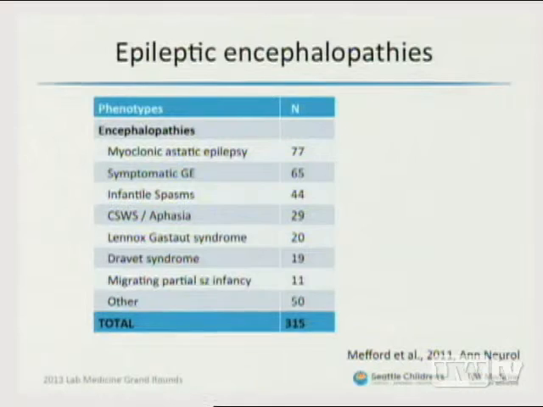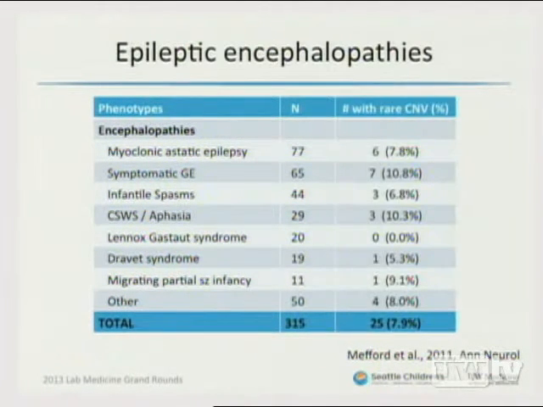So this is what our cohort looked like. We had 315 patients, and this is just a list of some of the specific subtypes of epileptic encephalopathy that we looked at. And when we looked for copy number variants in our patient population, again, we found about 8% of patients had a copy number change that was not seen in controls, and therefore probably important for the development of disease.